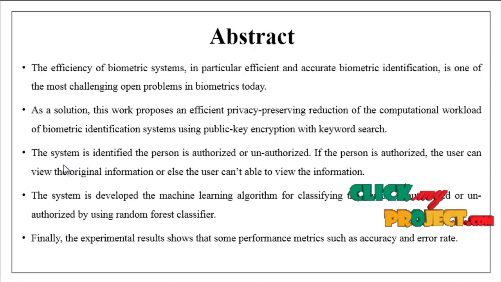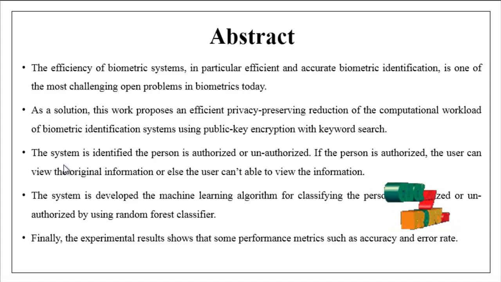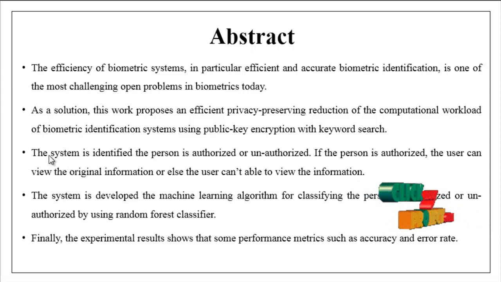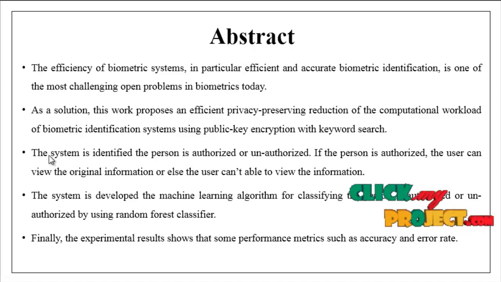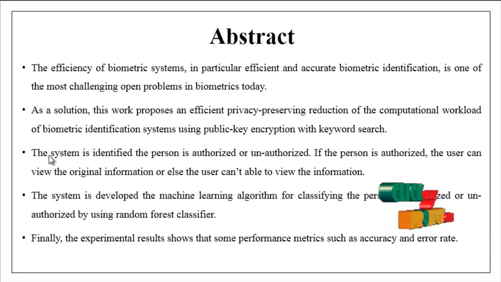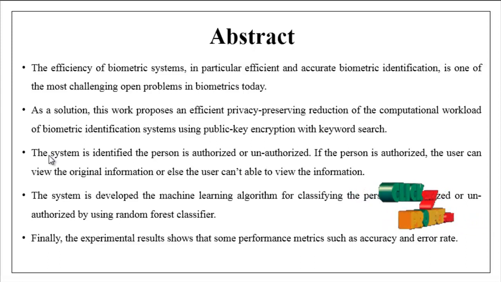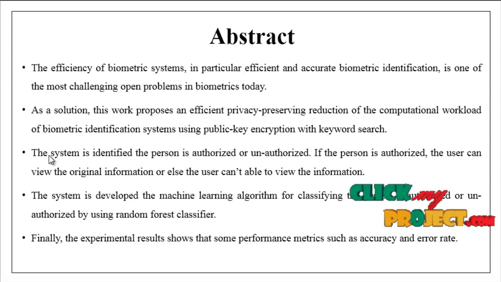Here the system identifies whether the person is authorized or unauthorized, so we can extract the biometric information for particular persons. So the information will be encrypted. If the person is authorized, the user can decrypt and view the original information, or else the user is not able to decrypt the original information.